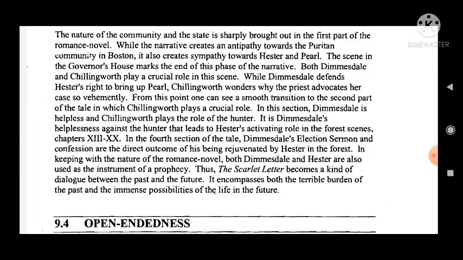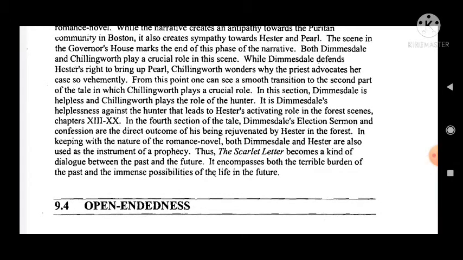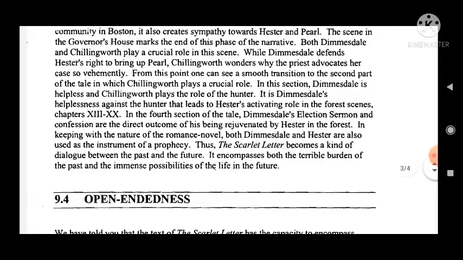The scene in the governor's house marks the end of this phase of the narrative. Both Dimmesdale and Chillingworth play a crucial role in the scene. While Dimmesdale defends Hester's right to bring up Pearl, Chillingworth wonders why the priest advocates her case so vehemently. From this point, one can see a smooth transition to the second part of the tale, in which Chillingworth plays a crucial role. In this section, Dimmesdale is helpless and Chillingworth plays the role of the hunter. It is Dimmesdale's helplessness against the hunter that leads to Hester's activating role in the forest scenes.